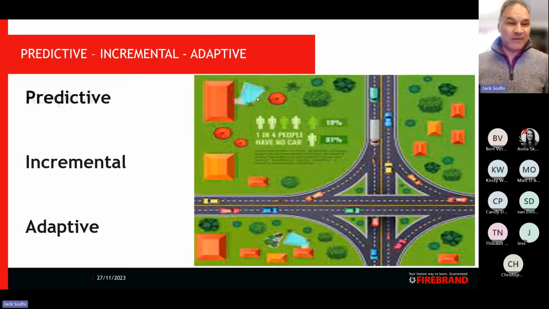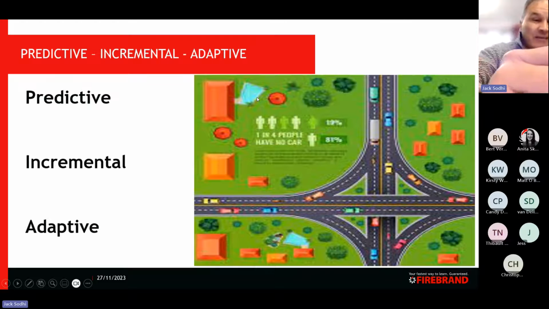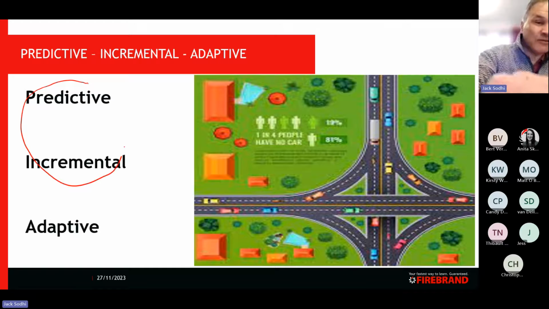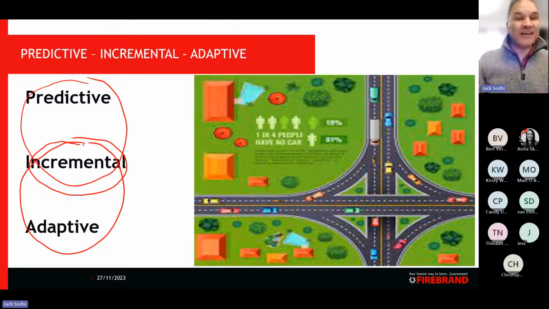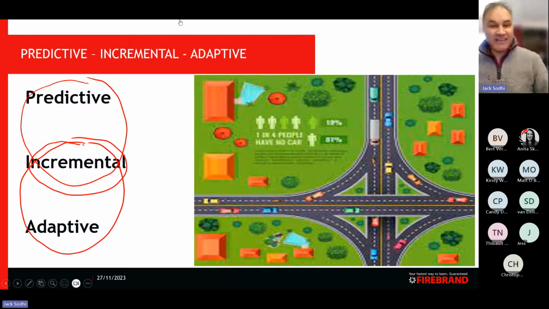And you can see then that predictive can be incremental and adaptive can be incremental. So incremental is like the common factor here. So incremental can be done in either an iterative way or a predictive way.